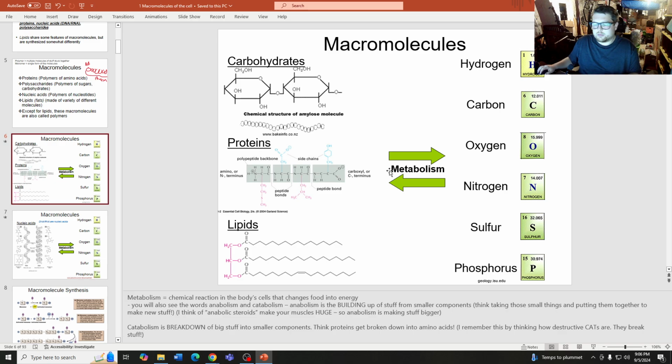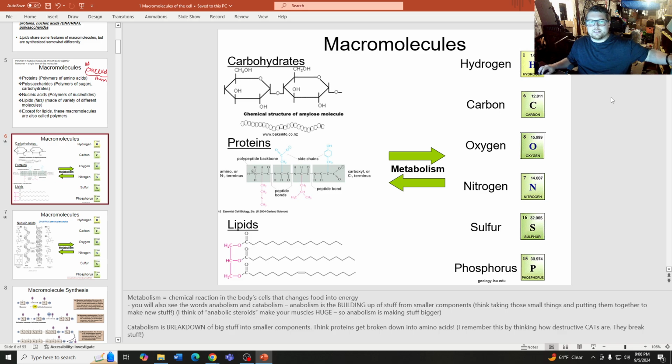Metabolism, when we talk about metabolism, you'll see this a lot in biochemistry. We're talking about catabolism or anabolism. Anabolism is building stuff up, creating stuff, synthesizing. Catabolism is breaking stuff down into its individual components. So for example, if we look at the carbohydrates, the proteins, the lipids, if we were to break them down into their individual atoms, we're going to see hydrogen, carbon, oxygen, nitrogen, sulfur, and phosphorus.